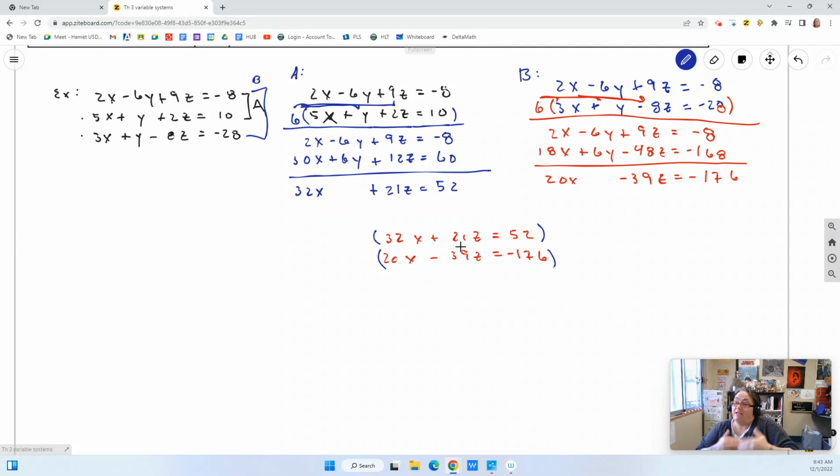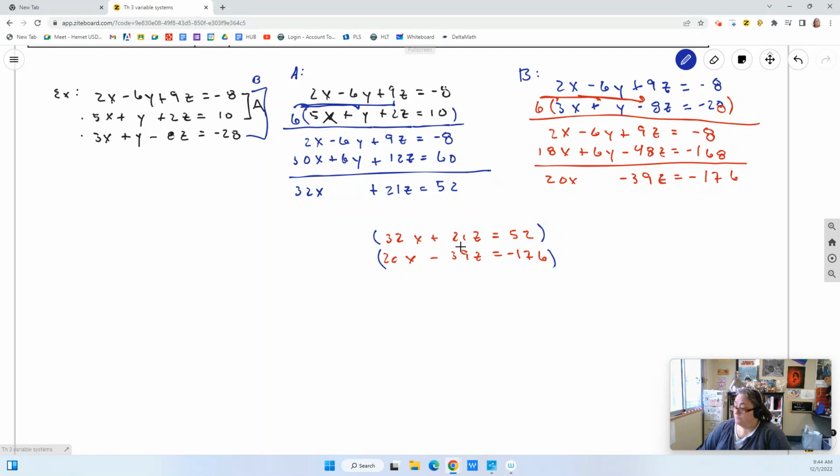I'm just trying to look at how I can get there the fastest, right? And there's certain things I can do. Like I can look at 20. Well, 20 times 2 is 40. 32 doesn't go into that. 20 times 3 is 60. 32 doesn't go into that. 20 times 4 is 80. Times 5 is 100. Times 6 is 120.